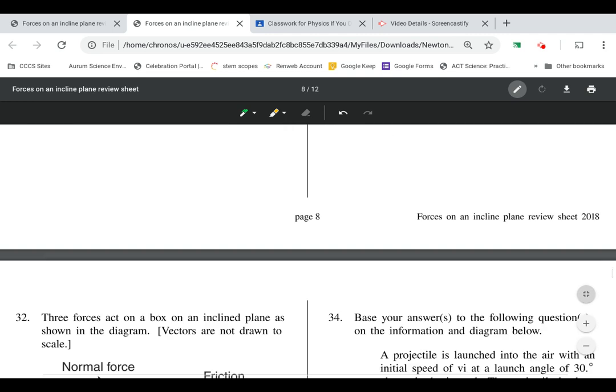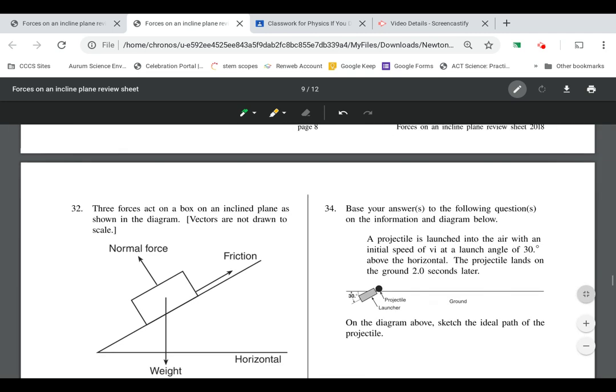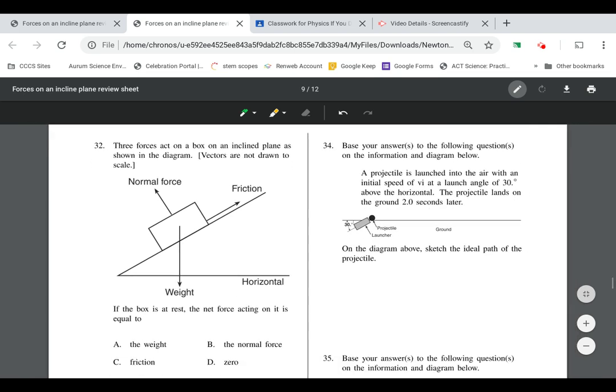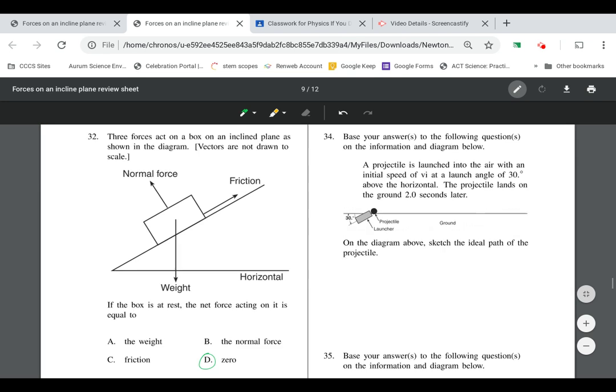And number 32. Three forces are acting on the box on the inclined plane, as shown. If the box is at rest, the net force is 0, so the answer is D. Number 33.